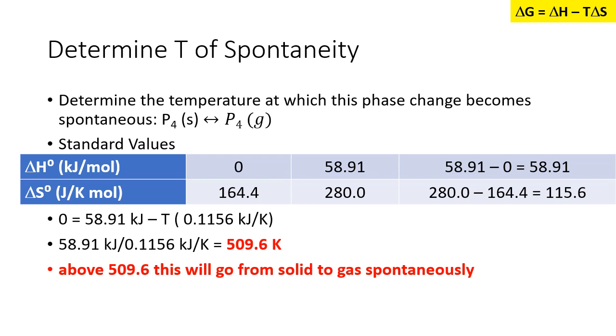Now, this is our second gut check. Does that make sense? Above 509.6 is pretty hot. We expect to go from a solid to a gas spontaneously at higher temperatures. We've seen this on lots and lots of different phase diagrams. Gases exist at higher temperatures, so yes, this checks out.